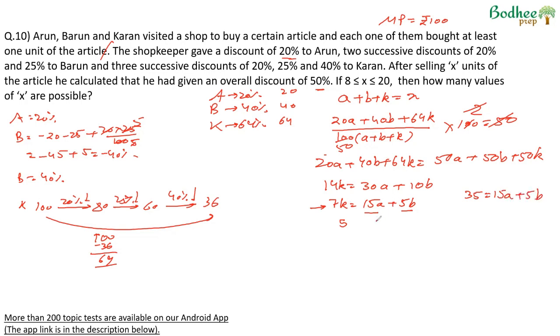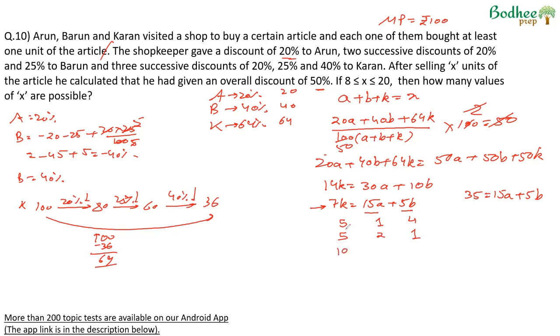If we put A as 1, 35 minus 15 is 20, B will be 4, just putting values. If we put A as 2, 35 minus 30 is 5, so B is 1. That is the only possibility. If we put A as 3, we'll get B as negative.